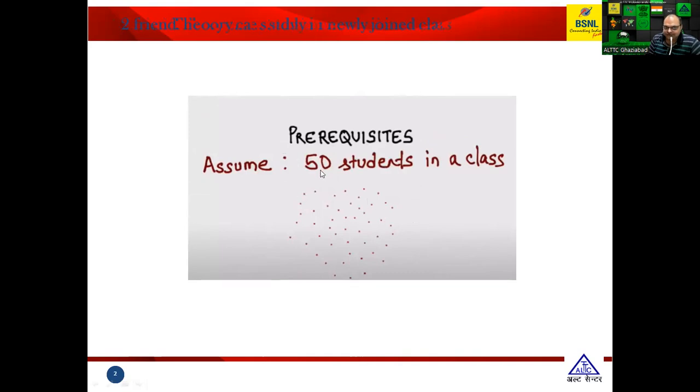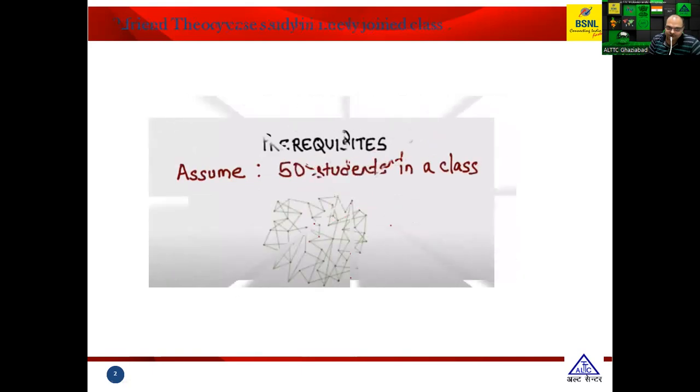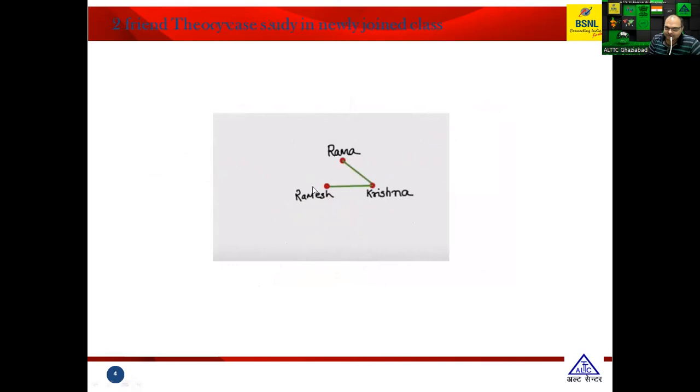Now some condition is there. Assume that 50 students are in a class in the form of dots. They will be connected to each other like that in one day, two days, or three days. All will be friends. For example, in this diagram you can find that Rama and Krishna are directly friends, and Ramesh and Krishna are directly friends. But what about Rama and Ramesh? They basically carry a weak link.